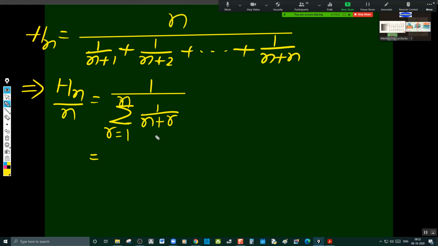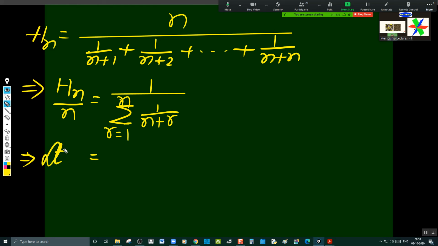Now I'll take n common here because I need r by n. If you see the previous formula that I gave you, definite integral as a limit of sum, then what happens if you take n common here? This 1 by n comes out, and you will have it like this. Or otherwise, I'll give you a simple technique here. The technique is, just listen carefully.